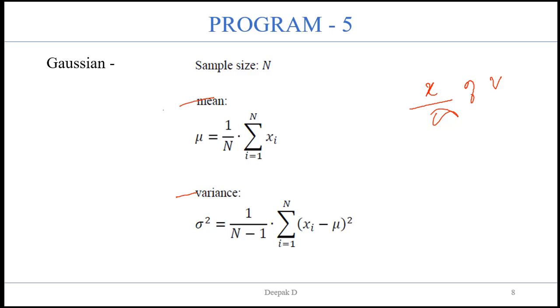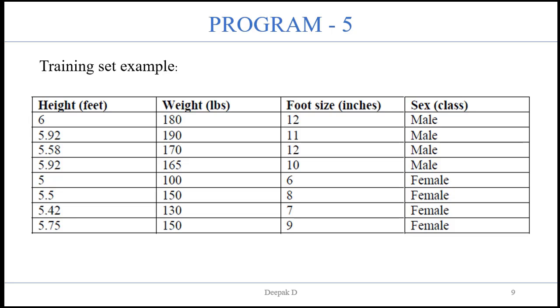So let's see how this problem will be solved by taking a set of instances. Let's consider a training set example. In this data set there are 8 instances. In these 8 instances, there are 4 male and 4 female classes. And you can see that there are 3 major features or attributes: height, weight and foot size. Based upon these values, height, weight and foot size, the class is determined, whether a person is male or female.